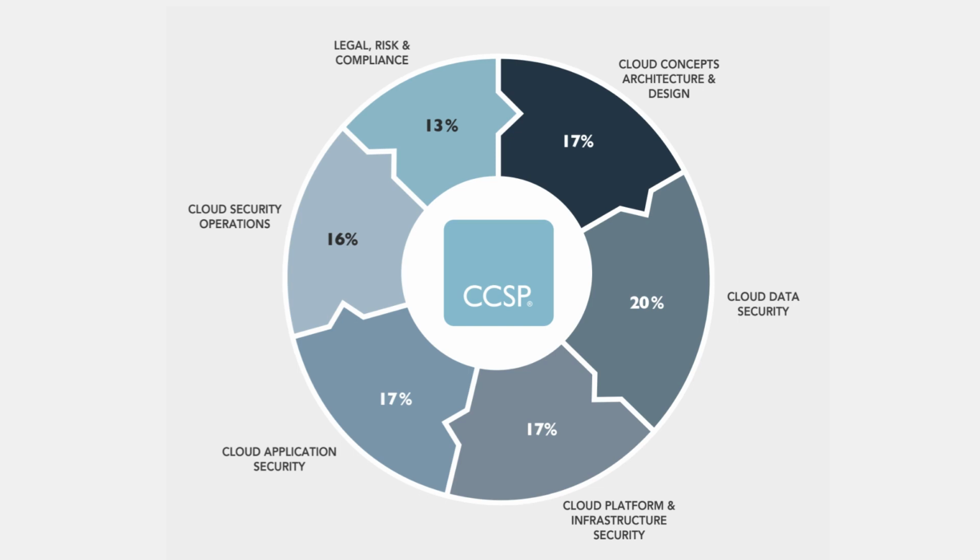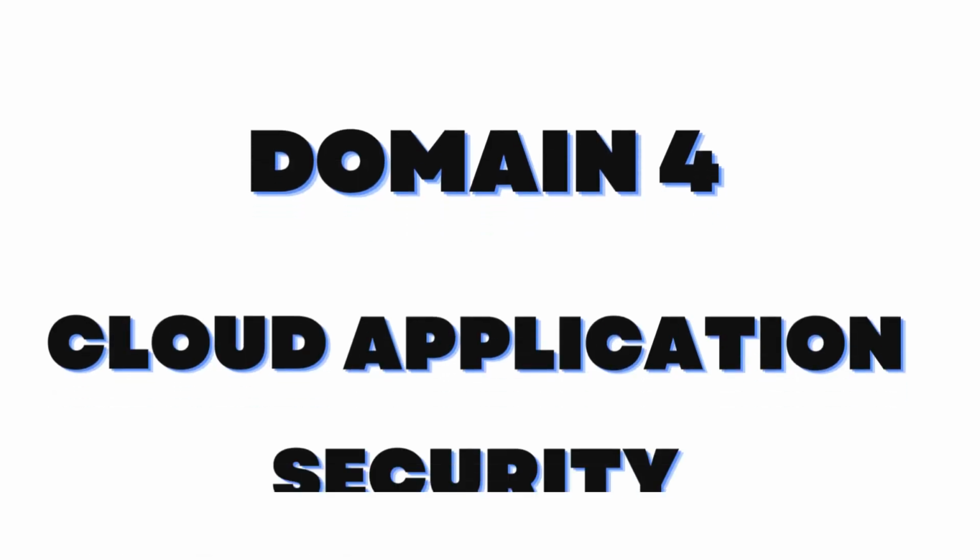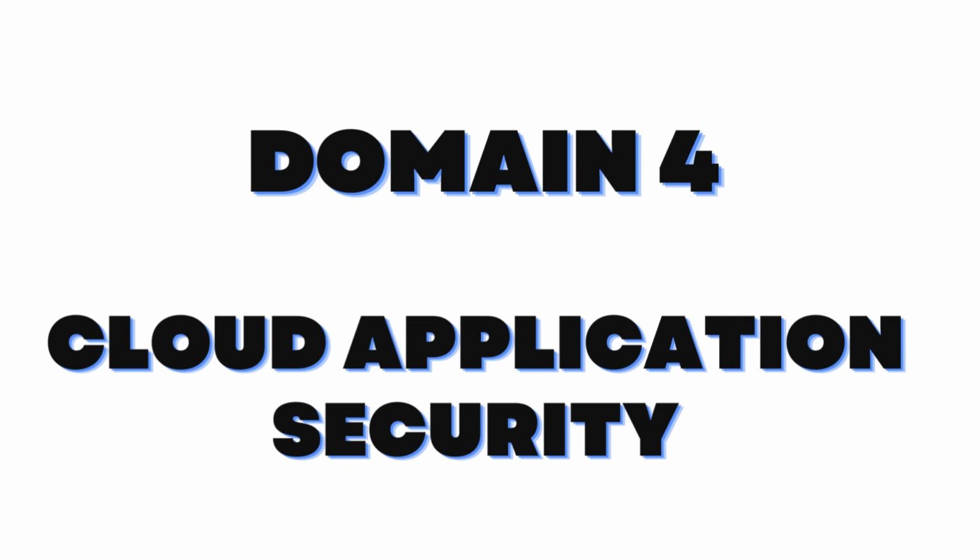So today we are at domain 4, which is cloud application security. The CCSP examination has around 6 security domains, called the CCSP Common Body of Knowledge. They are basically the 6 areas that you must master in order to pass the exam. These are the CCSP domains and their percentages. Today we're going to be talking about domain 4, cloud application security.